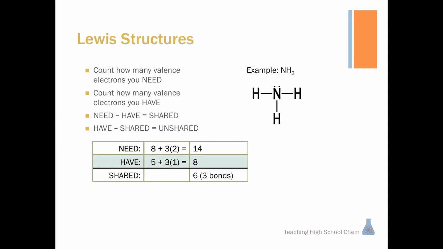And then I tell them, hey, by the way, divide that by 2, and that gives you how many bonds, because each bond is 2. So this gives you your bonds, the shared number. Then we subtract again. So if I have 8 and 6 of them are being shared, that means 2 of them are left over being unshared. And those are your lone pairs.